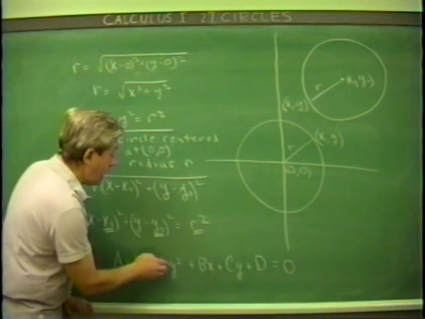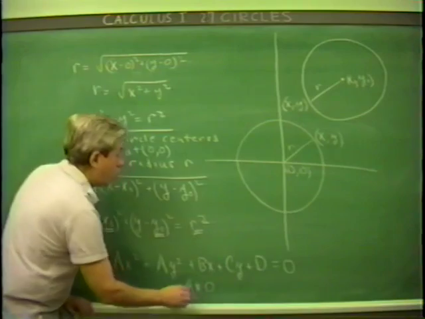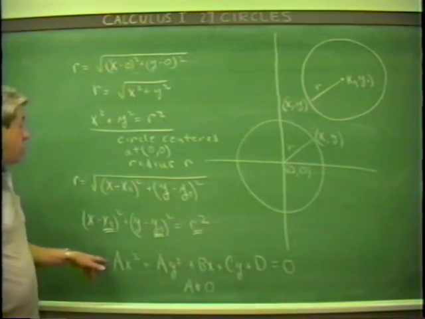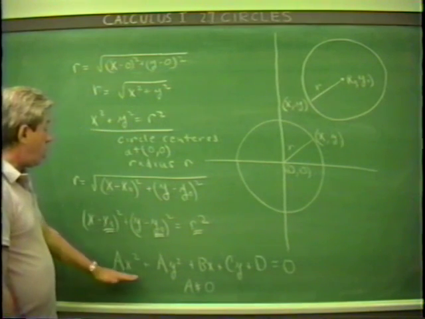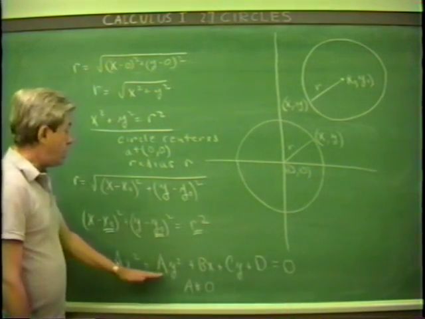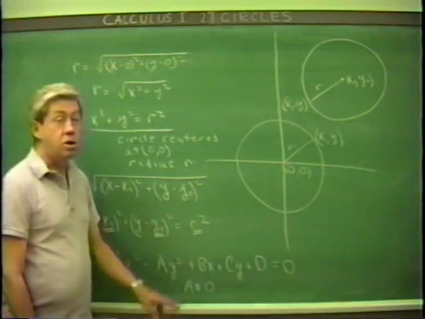Clearly I could divide here by a, where a is not equal to 0, and I would get an equation that would potentially be an equation of a circle. Equation of a circle always looks like this. We're going to see momentarily how to determine whether an equation that looks like this is a circle.